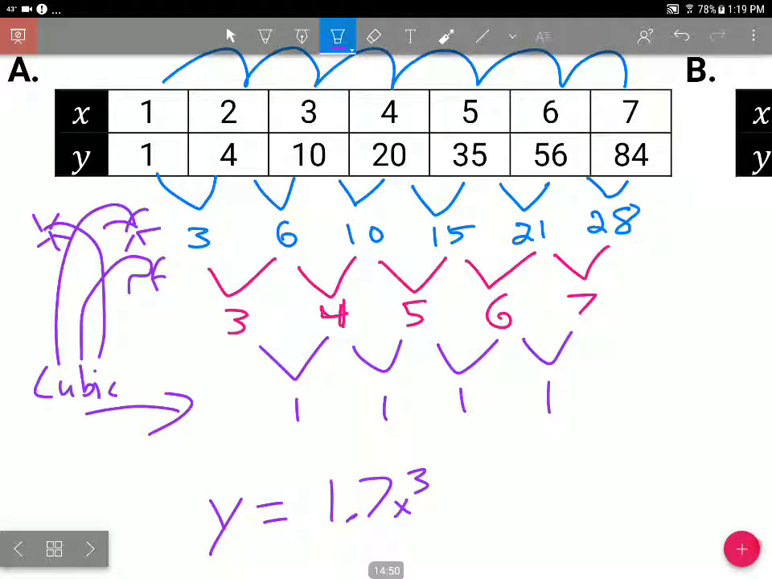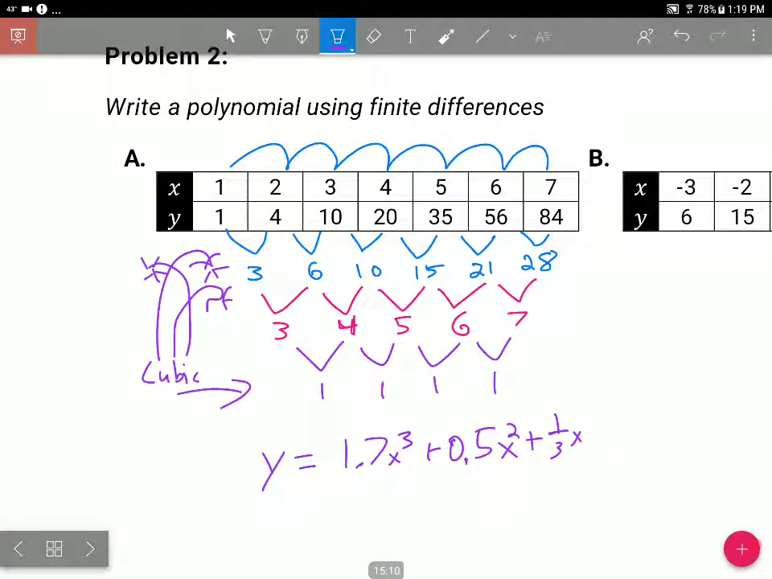So y equals 0.17x cubed, then plus 0.5 x squared. Yeah, 0.5. Good job. Plus 1/3 x. And if you want to, you can write plus 0. Do you have to write plus 0? No, so I'm not going to. And that is your answer.